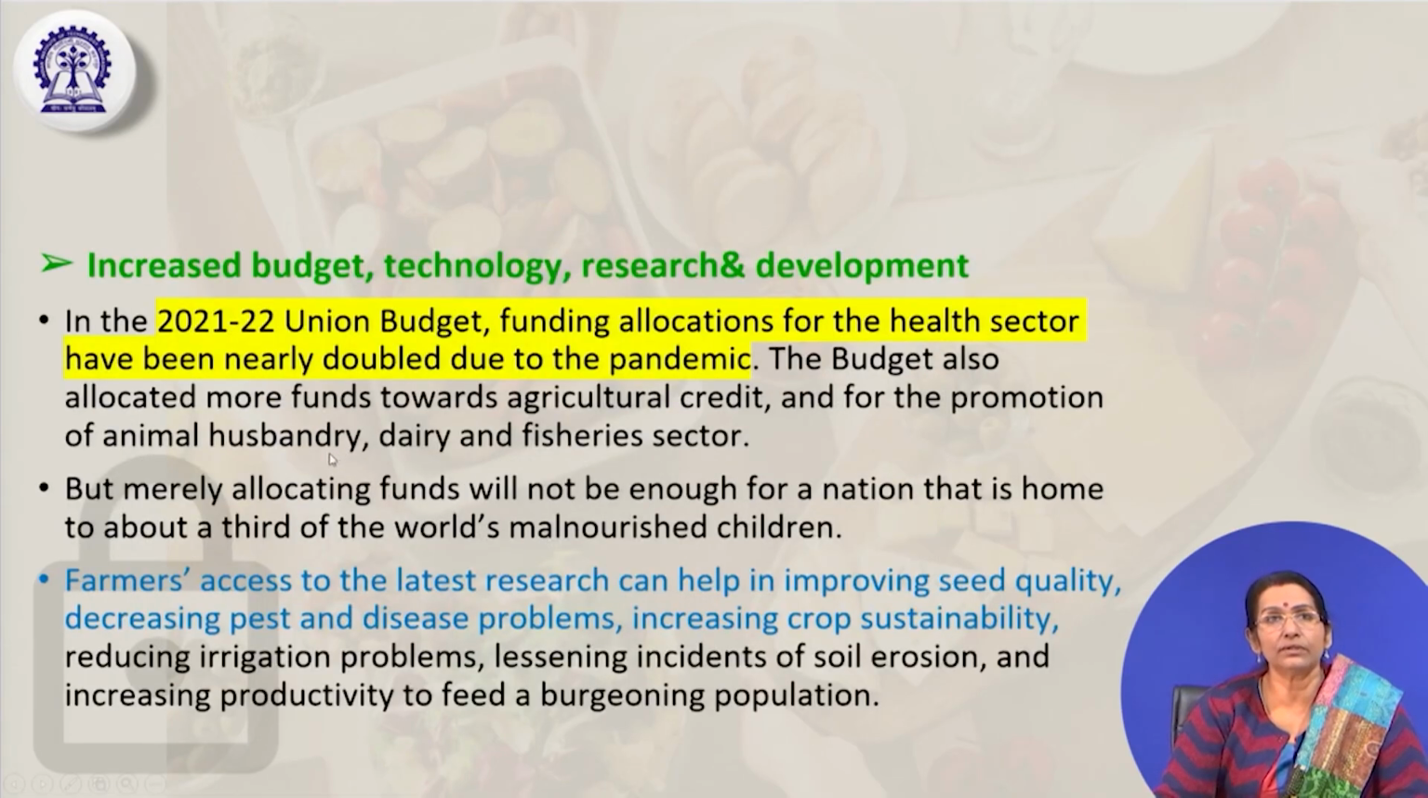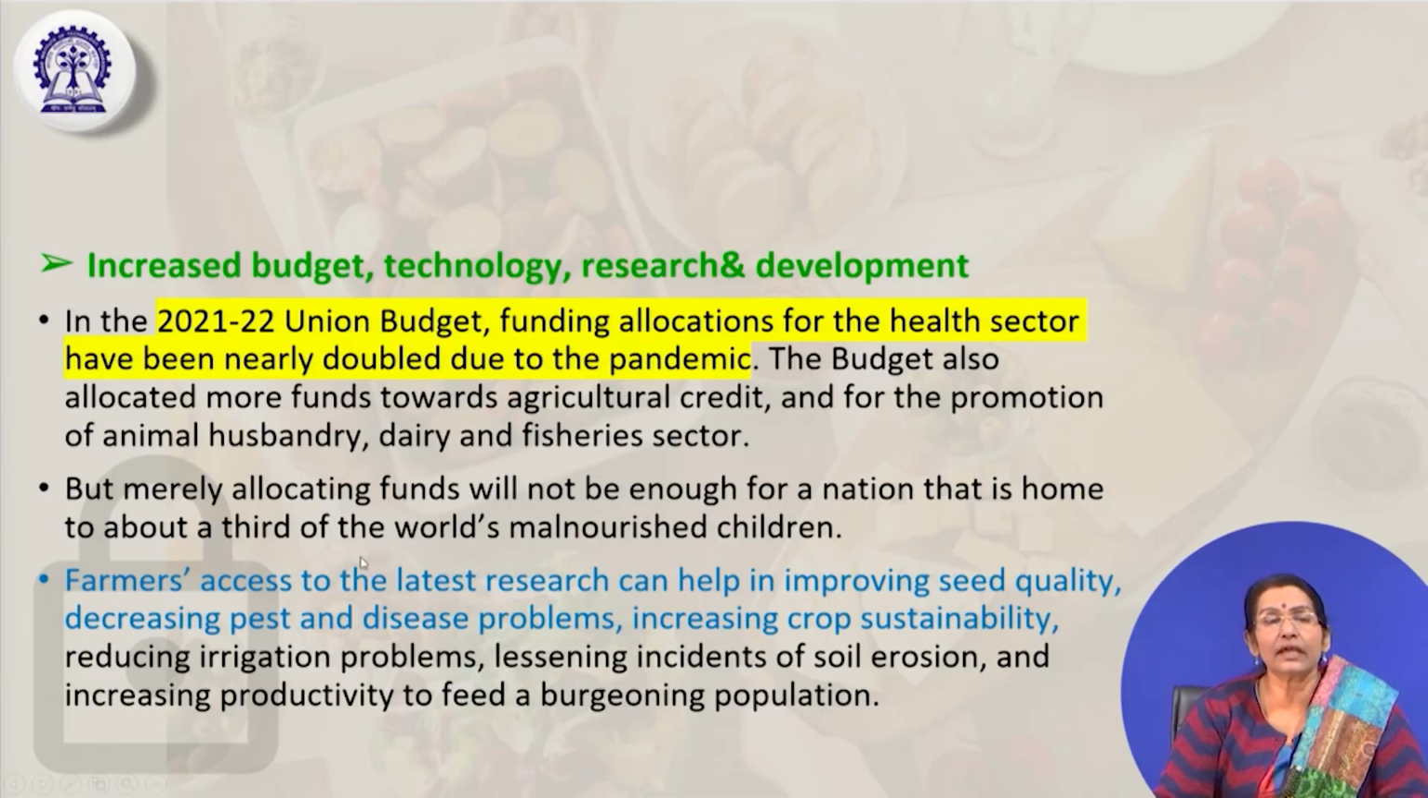With increased budget, technology, and research and development, the status of food security can be enhanced. In 2021-22 our Union Budget nearly doubled the funding allocation for the health sector due to the pandemic. The budget also allocated more funds for agricultural credit. Recently, I think the Prime Minister also announced that cash and capital has been sent to the farmers' accounts, a large boosting policy. Similarly, other areas like animal husbandry, dairy farms, fisheries, and poultry farms can also be promoted from time to time. The primary focus would be on malnourished children and malnourished mothers.